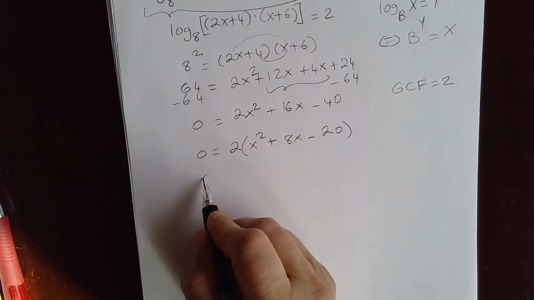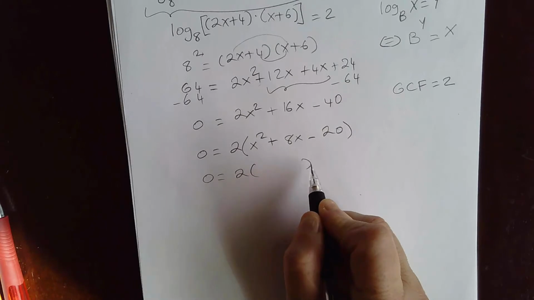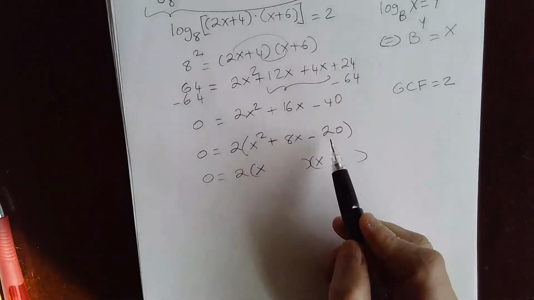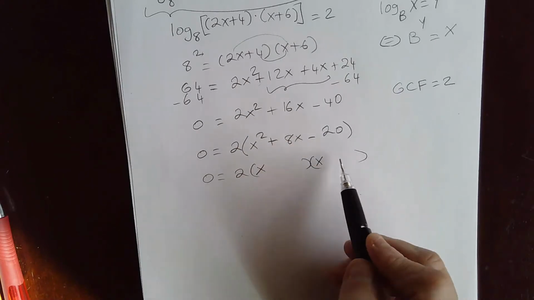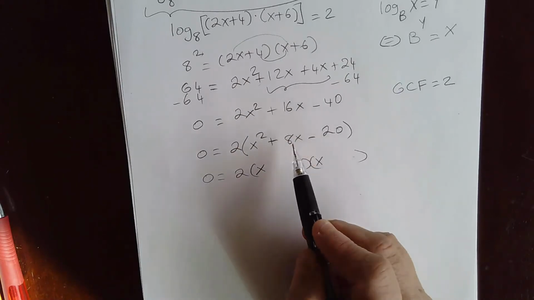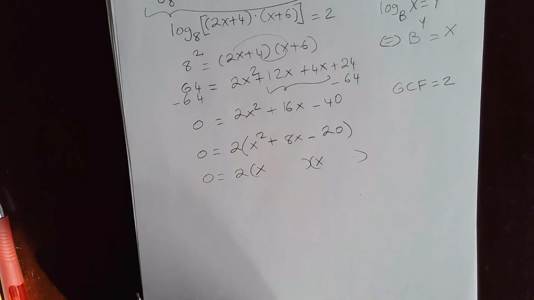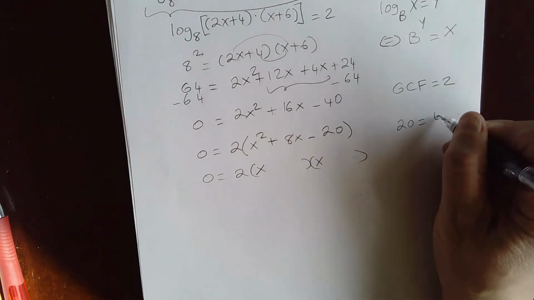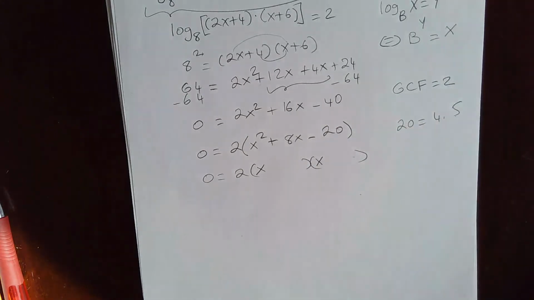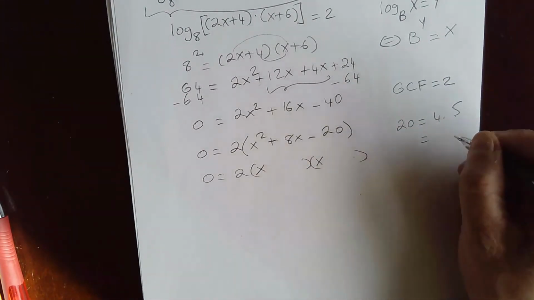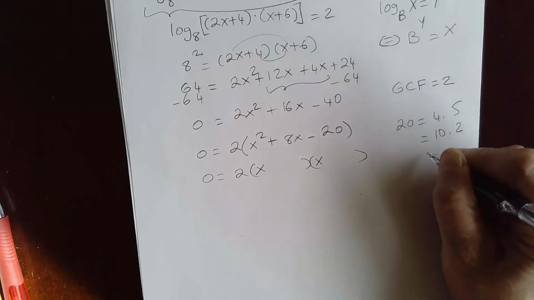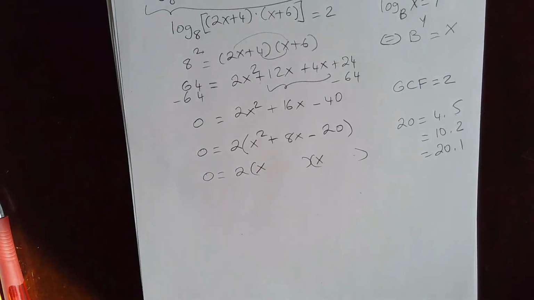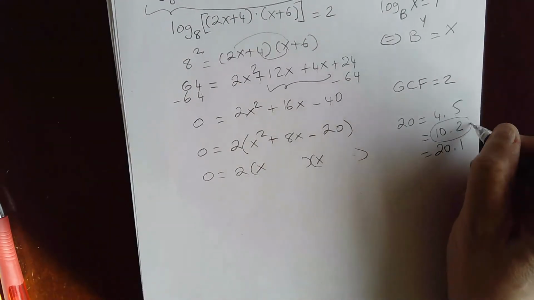So we have 0 equal to, since this is x squared, this one would have to be x, and this is x. And now we need to find two numbers whose product is negative 20 and whose sum is 8. So we have 20 is 4 times 5. If we think about the number 20 without the sign first, you have 10 times 2, you have 20 times 1. And if you look at this, you realize that 10 and 2 is your only option.